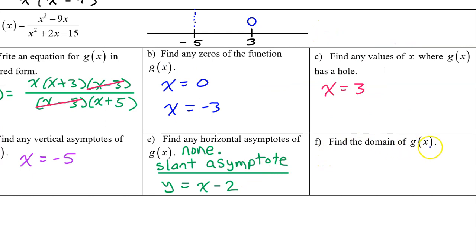Find the domain of g of x. The domain will be all real numbers except for any vertical asymptotes or holes, and we found those in parts C and D. So we just need to start from negative infinity and go towards positive infinity, skipping over this vertical asymptote and this hole. So we get negative infinity to negative 5, union negative 5 to 3, union 3 to infinity.